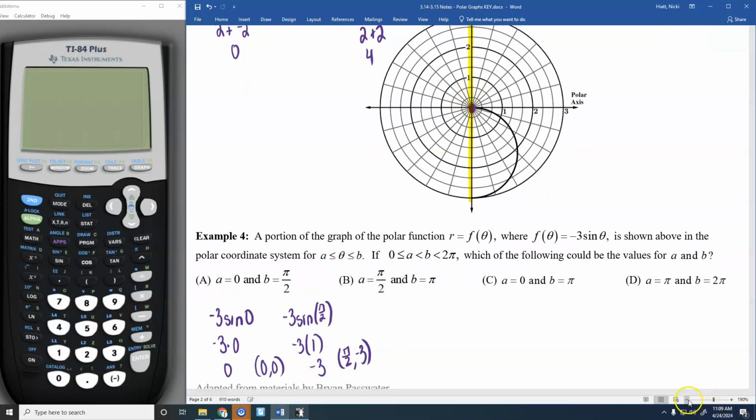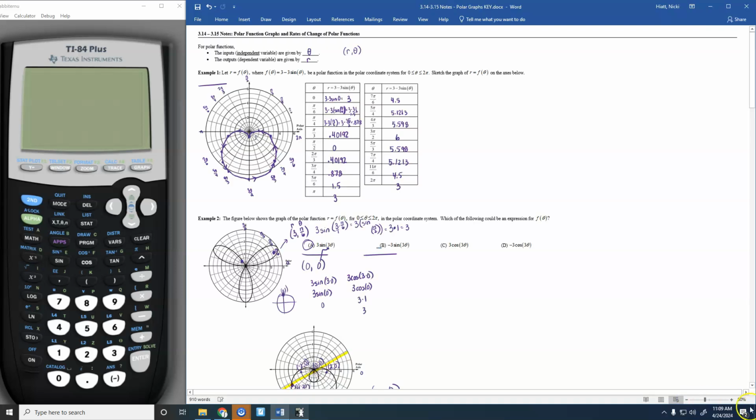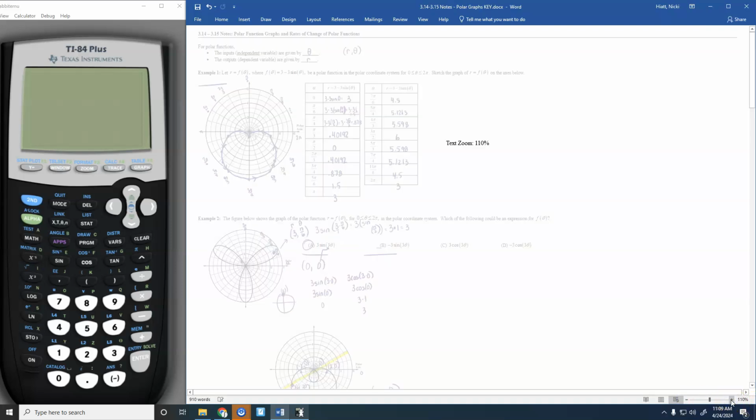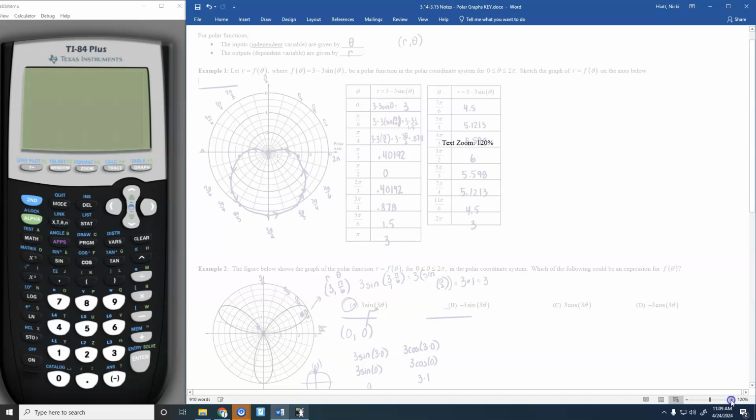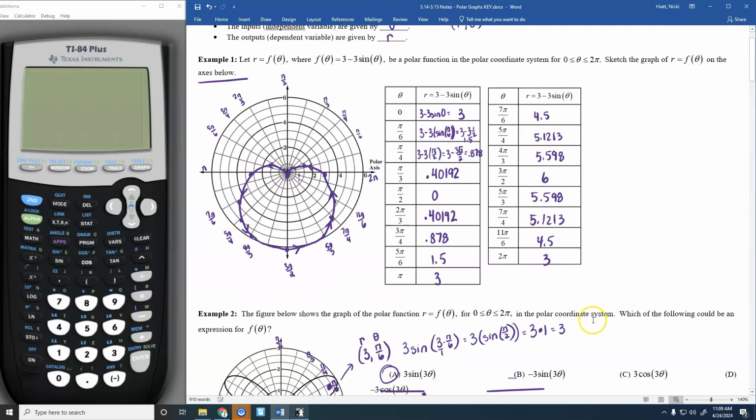Let's just zoom out and in. Oh gosh, not that much. Oh, crap. Sorry. Get back to it.